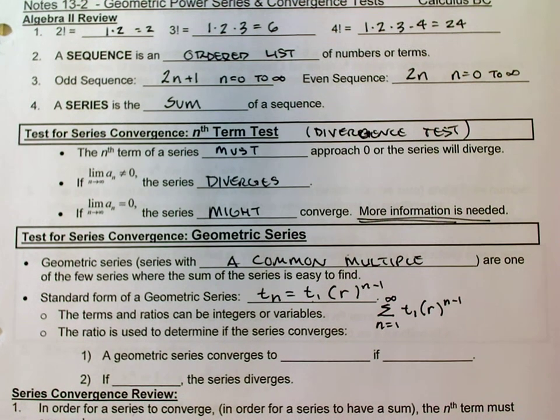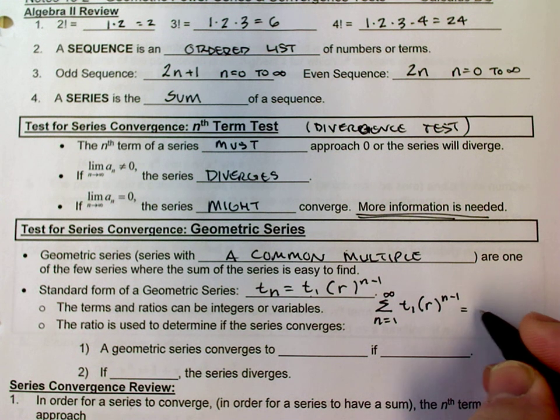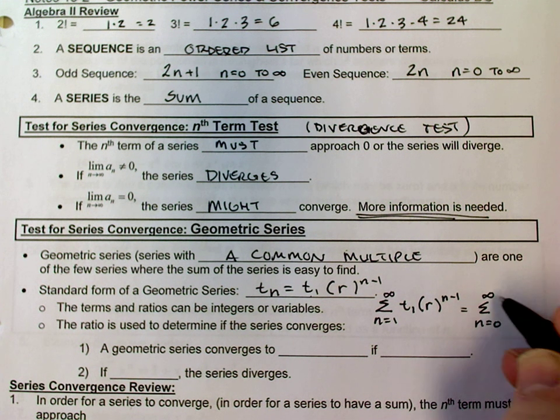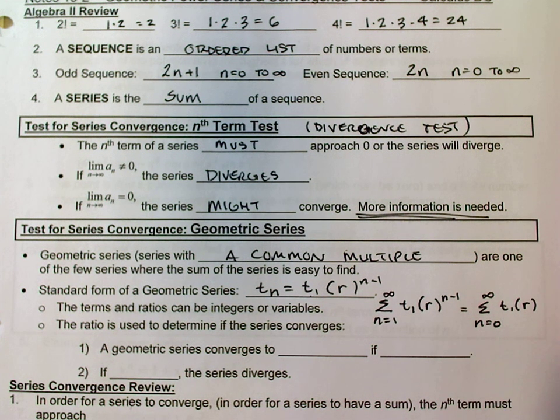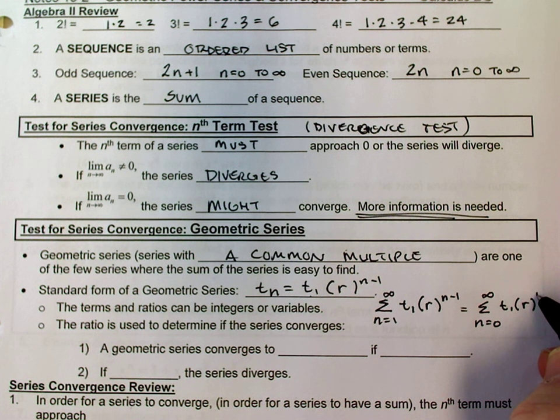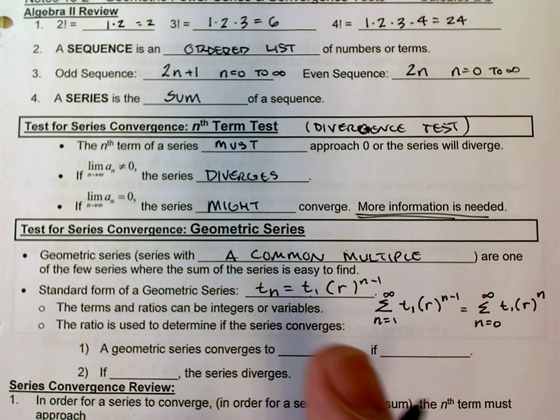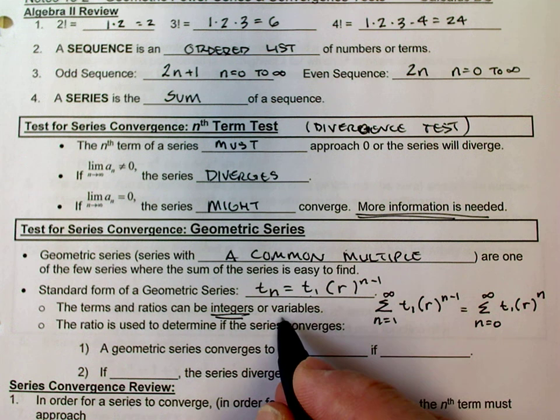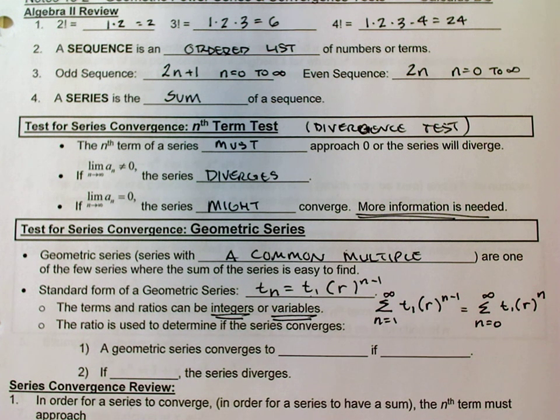It's not always written like that. Sometimes we take this from n equals 0 and go to infinity. It still is the first term times that common ratio, but that common ratio is now just raised to the nth power. Each one of these terms could be integers, but they also could be variables like we did in our previous lesson.